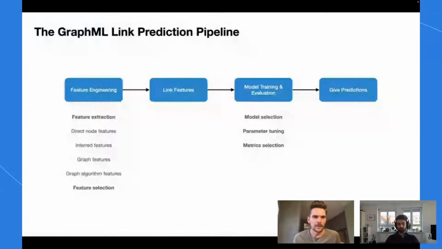In this link prediction pipeline, we have an additional step in between, because we are usually dealing with a pair of nodes rather than one node. That doesn't directly apply to most of the well-known machine learning algorithms, so that's why we need this step in between. Here we have basically the same steps. We select the model, the parameters, and the metrics, and we can give predictions in the end.